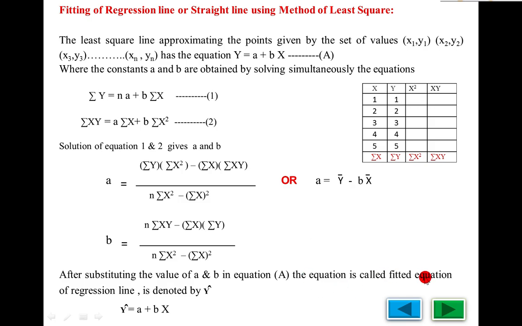The equation is called the fitted equation of the regression line. It is denoted by y hat or y cap or y prime. This equation is called the regression equation or regression line. If you use the equation of a straight line, you can also use the term regression line, meaning the fitted equation of a straight line. So the purpose of regression is to estimate the value of y with the help of x, and the value of x may be within the range of the given data or outside the range of the data. I will explain this in numericals.